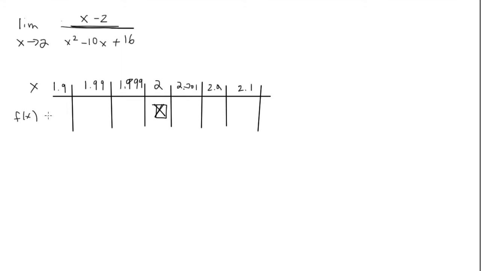So what we end up getting is about, and I'm going to round all these to 4 decimal places, negative 0.1639 for this one, negative 0.1664 for this one, and then negative 0.1666, and then on this side we see negative 0.1667, negative 0.1669, and then lastly negative 0.1695.